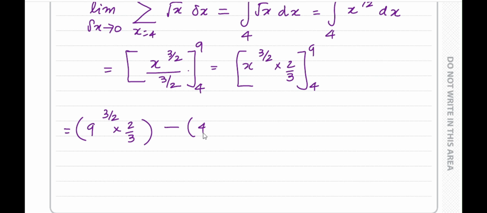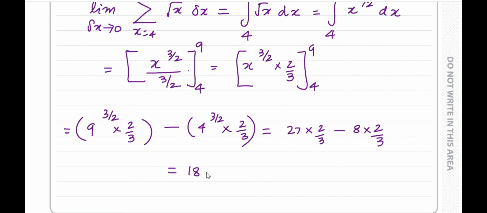Take away 4 to the power of 3 over 2 times 2 over 3 equals 27 times 2 over 3 minus 8 times 2 over 3. That is 18 minus 16 over 3, which gives us 54 minus 16 all over 3, which is equal to 38 divided by 3. 12 3s are 36. Then you have got 2 over 3.